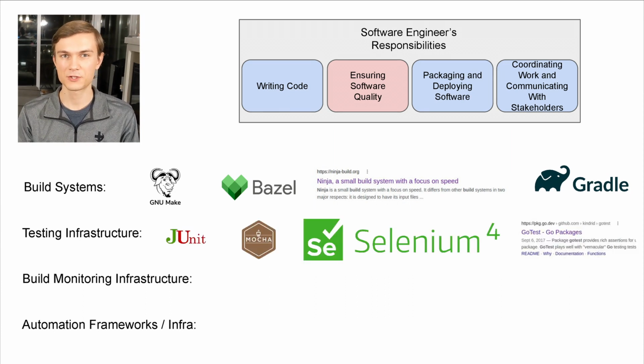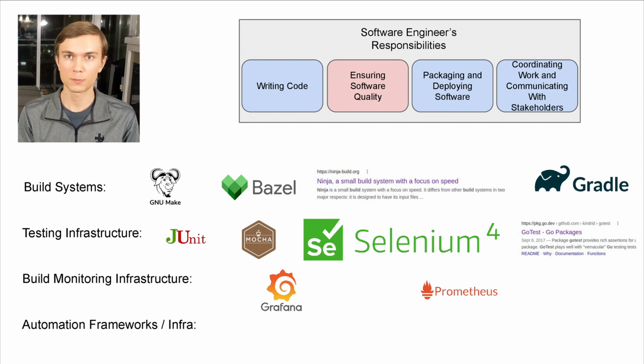Let's talk about testing infrastructure next. As I mentioned in the aforementioned video on testing and build systems, there is a testing hierarchy, each level enabling you to test your software at higher and higher levels of abstraction. The number of testing frameworks out there is actually eye-watering, but some of the more famous ones are JUnit, Mocha, Selenium, and GoTest. Now that we have talked about both testing and build systems, the next piece worth discussing is build monitoring infrastructure. This infrastructure provides a set of tools that help you see how the builds are going, where they are failing, what tests are failing, and helps with figuring out why tests are failing. Some monitoring tools include Grafana and Prometheus.